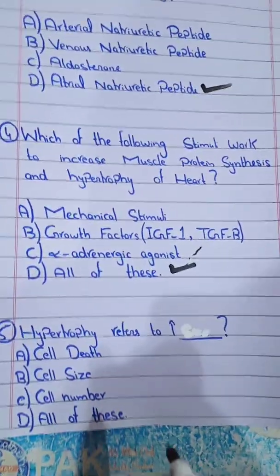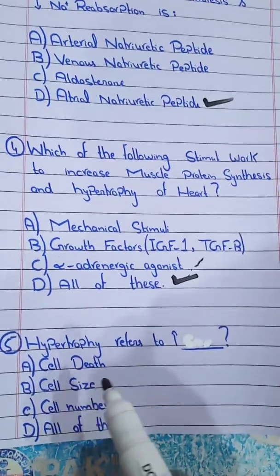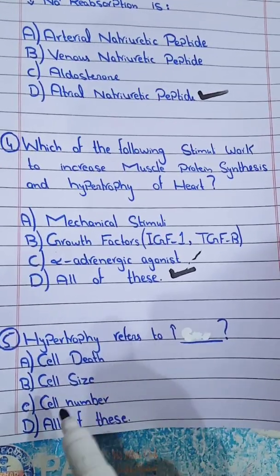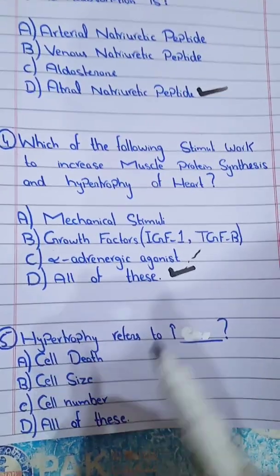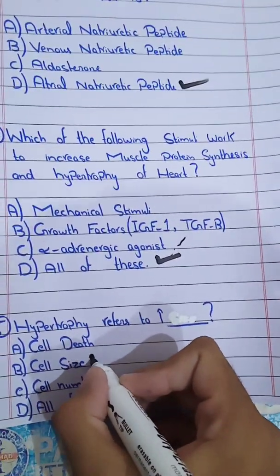The fifth and last one: hypertrophy refers to cell death, cell size increase, cell number increase, or all of these. Hypertrophy refers to an increase in cell size. So this is the right option.